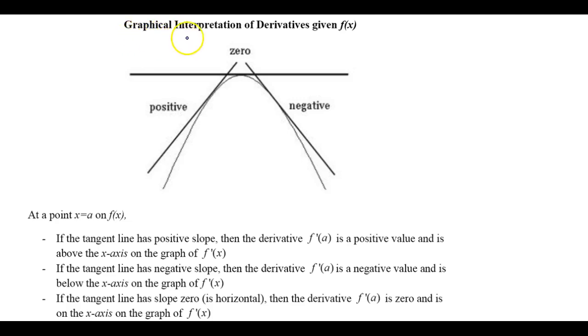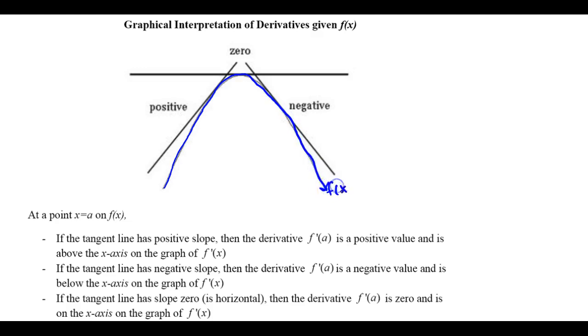Alright, now we're going to take a look at a graphical interpretation of derivatives given the original function f of x. So we did this a little bit earlier. We analyzed some piecewise functions where each piece was, for the most part, linear, and the derivative of a linear function is just the slope of the line. But we're mostly going to deal with curves, so let's take a look at this curve and consider it to be the original function f of x.